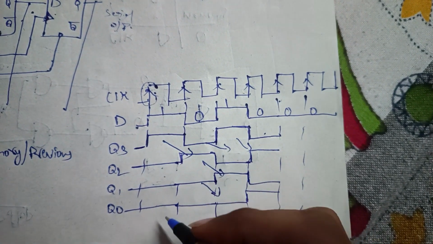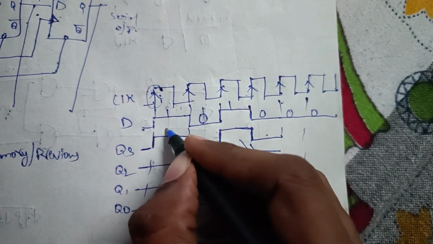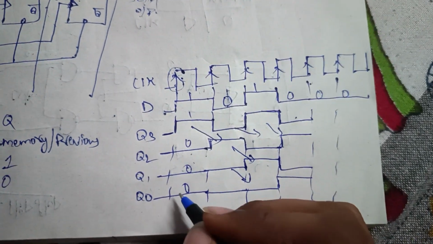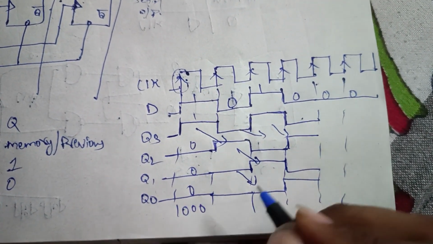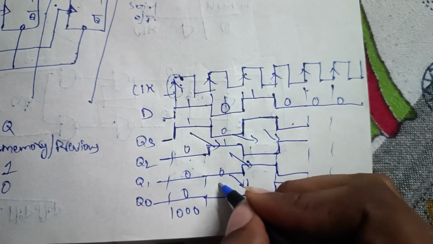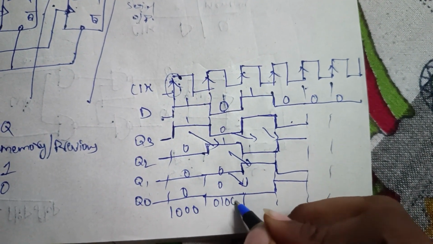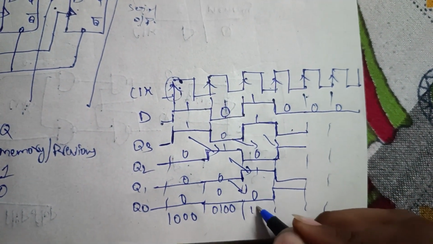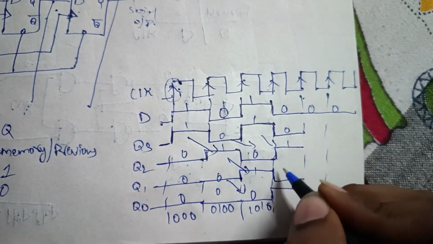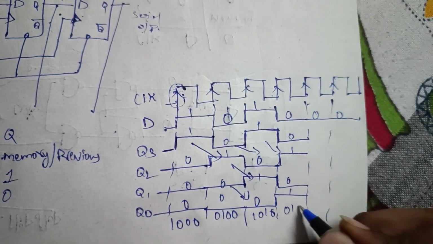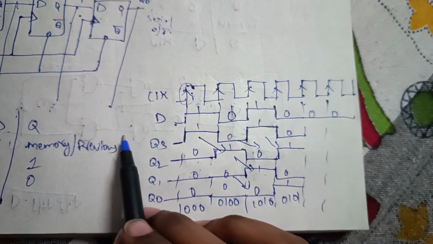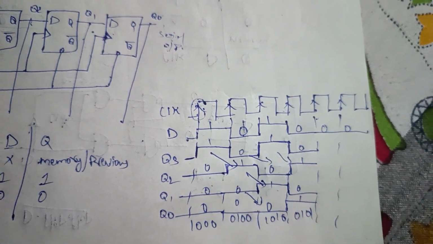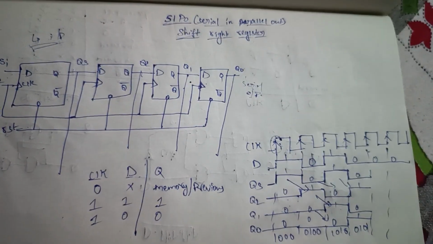Now the outputs come directly. Initially the output is 1 0 0 0, then 0 1 0 0, then 1 0 1 0, and then 0 1 0 1. In this way the input is fed serially and the output comes in a parallel manner. So in this way the serial in parallel out shift register works.